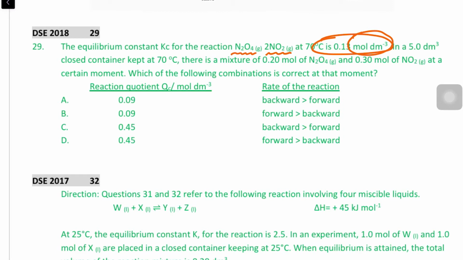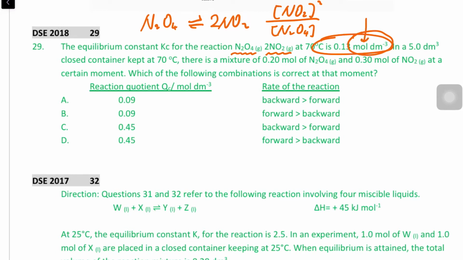The unit is mole per dm cube. That means the denominator should be the NO2, because the equation is here. Okay, only NO2 as the product will give you the unit mole per dm cube. Okay, so this is a little trick for you, okay. So you are given the volume. So now the N2O4 is this and NO2 is this amount.